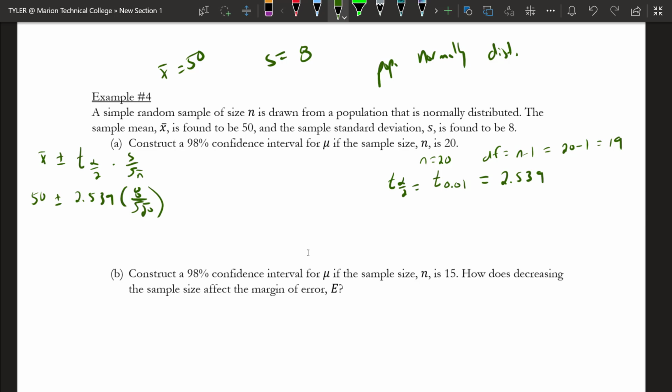So if you plug this in your calculator, I like to do 50 minus 2.539 times 8 divided by square root of 20, and then get that answer, and then do second entry, and then just change the minus to a plus, right? And then you can find the lower bound and the upper bound.